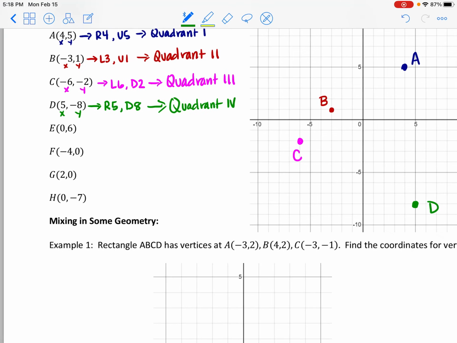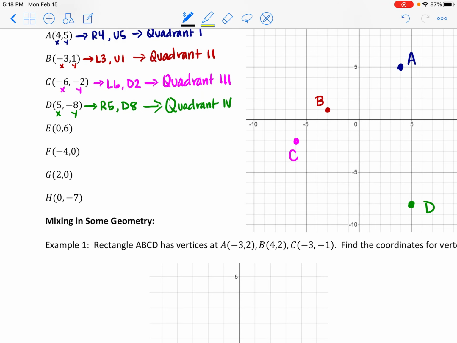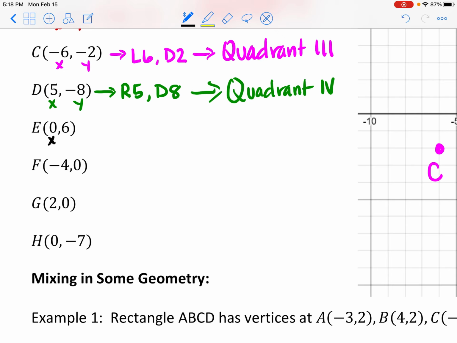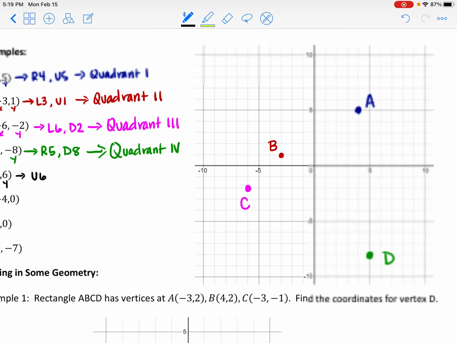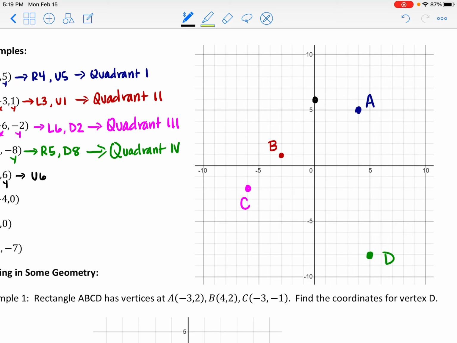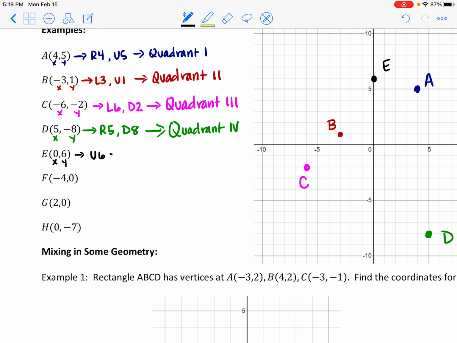Okay? And now we have some that are going to be on the axes. So 0, 6. Remember, this is an x, this is a y. 0 on the x means I'm not going left or right at all. But the 6 on the y is telling me to go up 6. So from the origin, I'm only moving up 6. So from the origin, if I just went up 6, then that is the location for point E. And that we would say is on the positive y-axis.